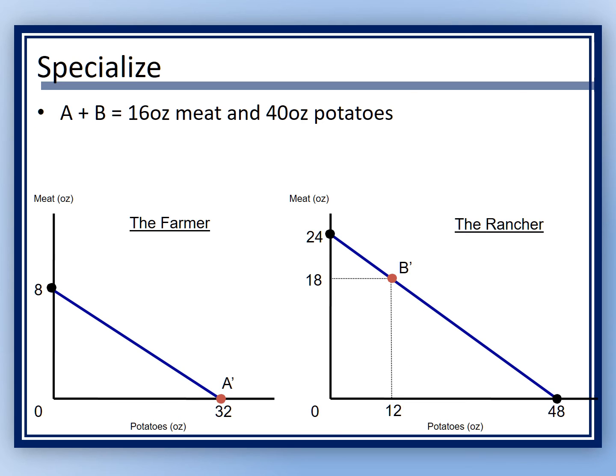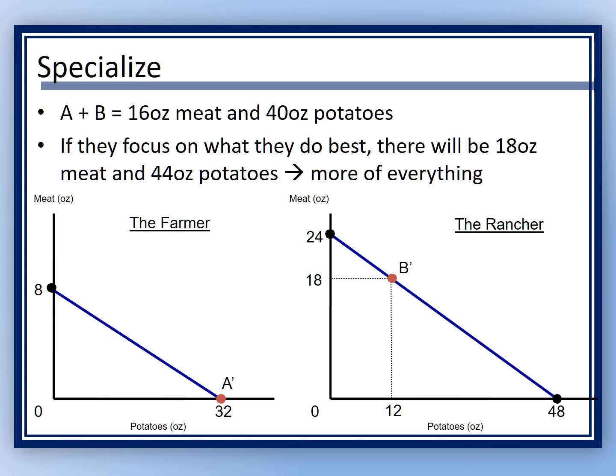Now let's push this to the extreme. We ask the farmer only to produce potatoes. He's not supposed to do anything else but to produce potatoes. And the rancher, we're going to ask him to produce mostly meat, but also some potatoes. Now we add up the two.